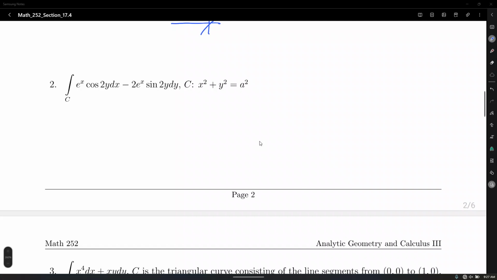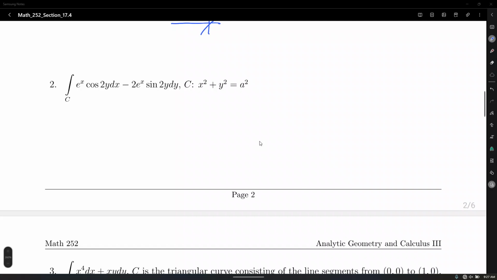Example number 2 of line integrals using Green's theorem. All right, so that's a new way using Green's theorem. Okay, so they're asking us to evaluate this madness along the trajectory given by C, which is x squared plus y squared equals a squared. What is that? x squared plus y squared equals a squared.